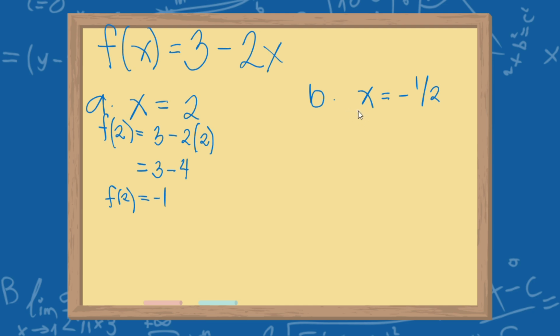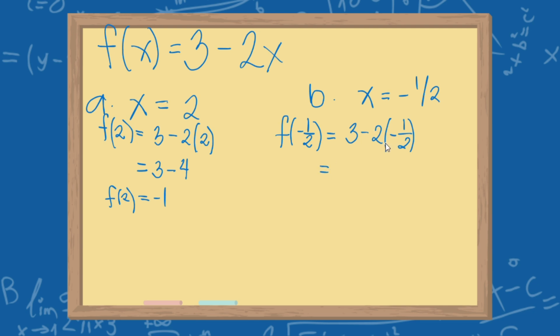Now, for the second value, x equals negative 1/2. Again, we need to substitute for the value of x, or papalitan natin lahat ng x with the assigned value, which is negative 1/2. So we'll have f of negative 1/2 is equal to 3 minus 2 times negative 1/2.